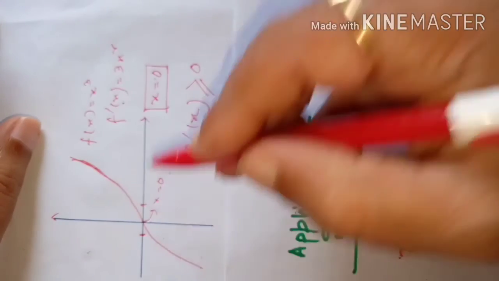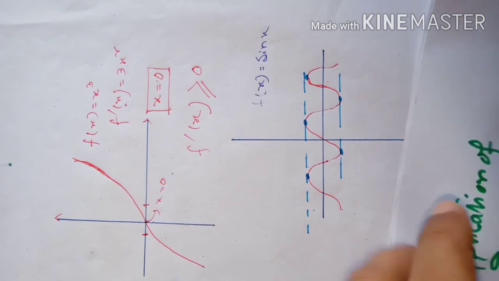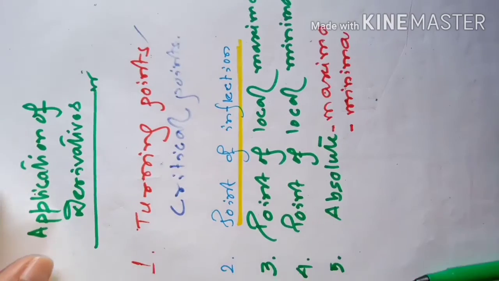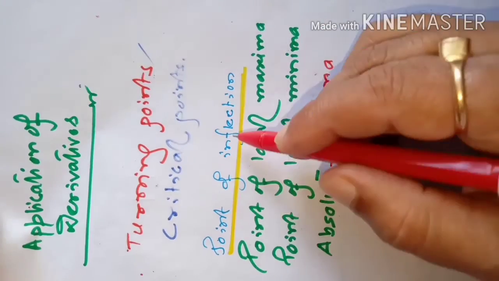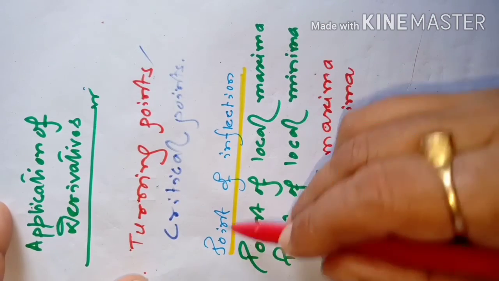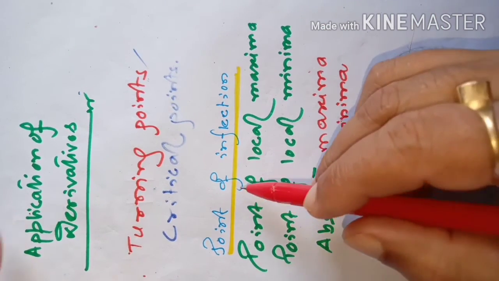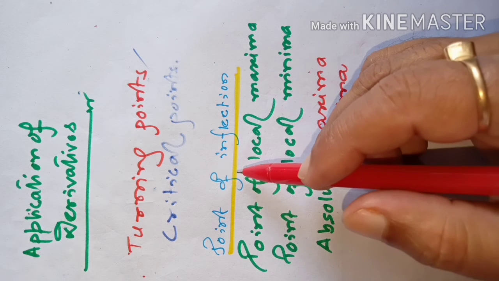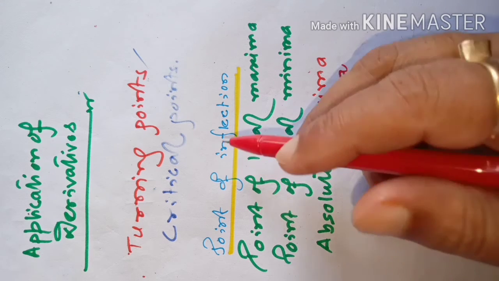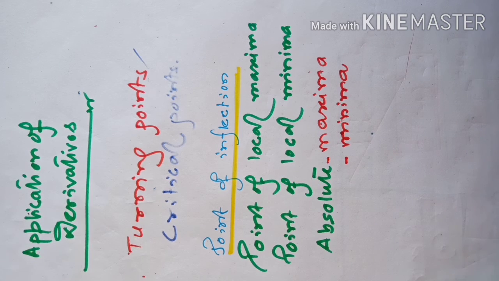is called a point of inflection. Dear students, just look at this point of inflection. Point of inflection means the point at which the sign is neither negative nor positive. That is called a point of inflection.